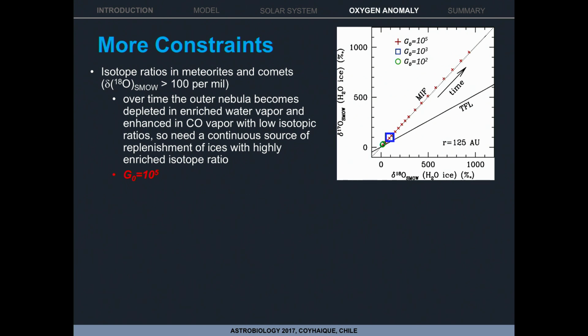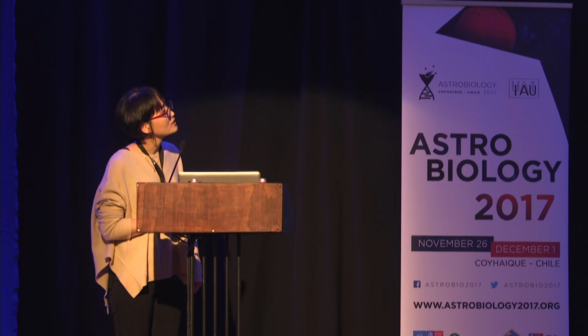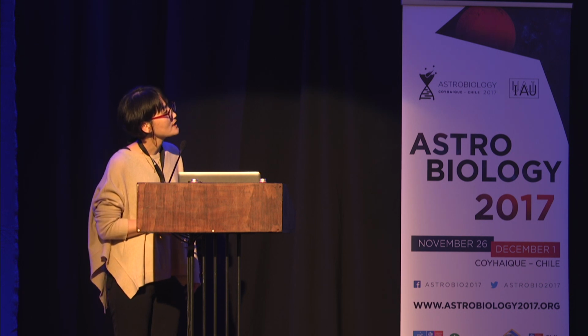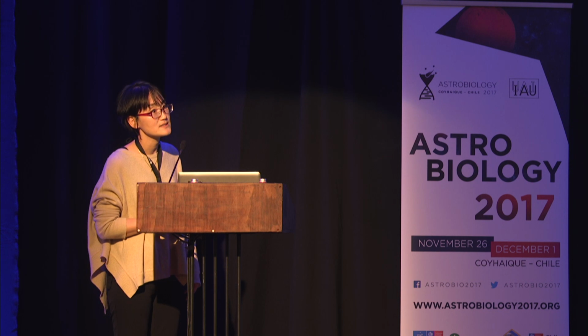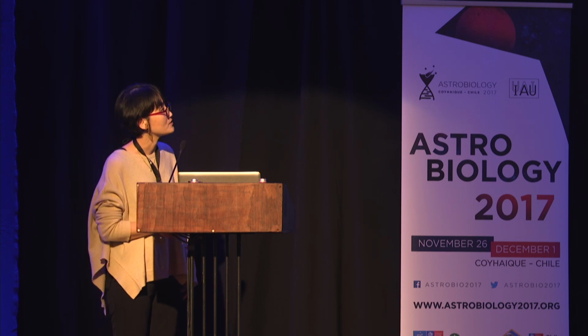This plot shows the oxygen isotopic anomalies provided to the outer boundary of the solar nebula with the time after the mass of the protosun reached 1 solar mass. So among 3 models that fitted the solar values, only one model with the G0 of 10 to the 5th can provide these high oxygen anomalies to the outer solar nebula.